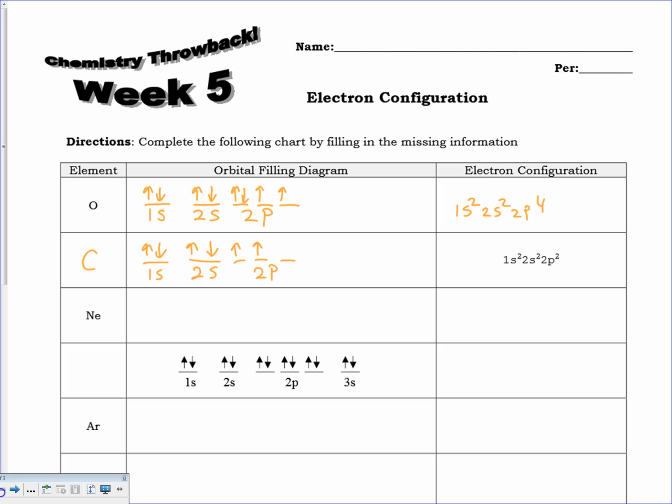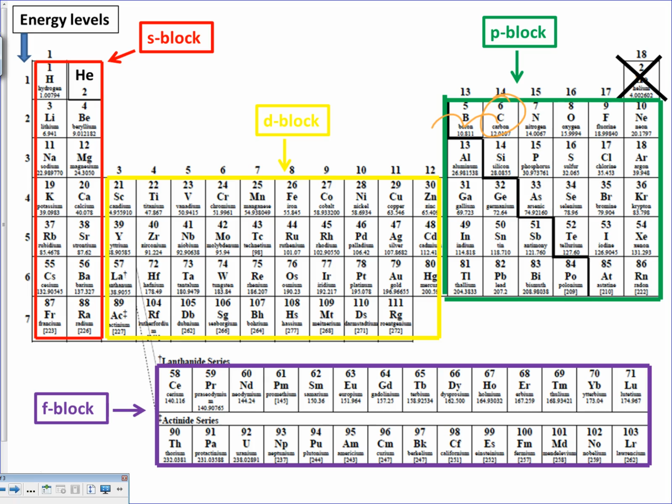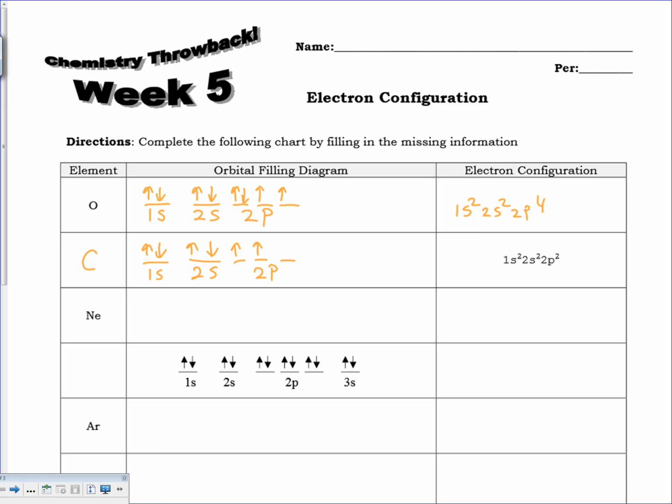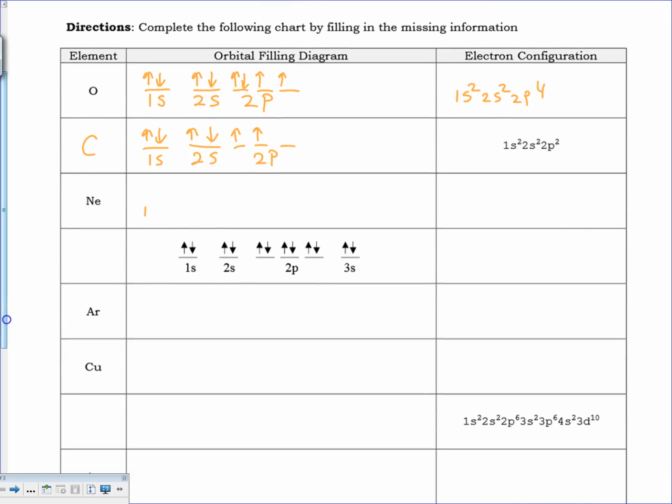The next one, neon. We find this on the periodic table and see neon is a noble gas. It's at the end of this 2p sublevel, so we go all the way to the end. We've got 1s, 2s, 2p, and we filled all 3 of these, so up, down, up, down, up, down. Writing the electron configuration for this one is 1s2, 2s2, 2p6.